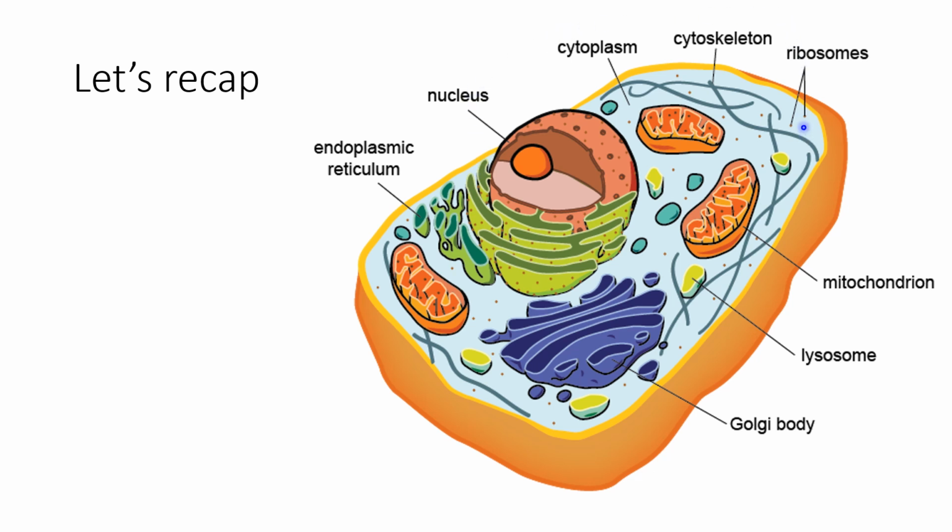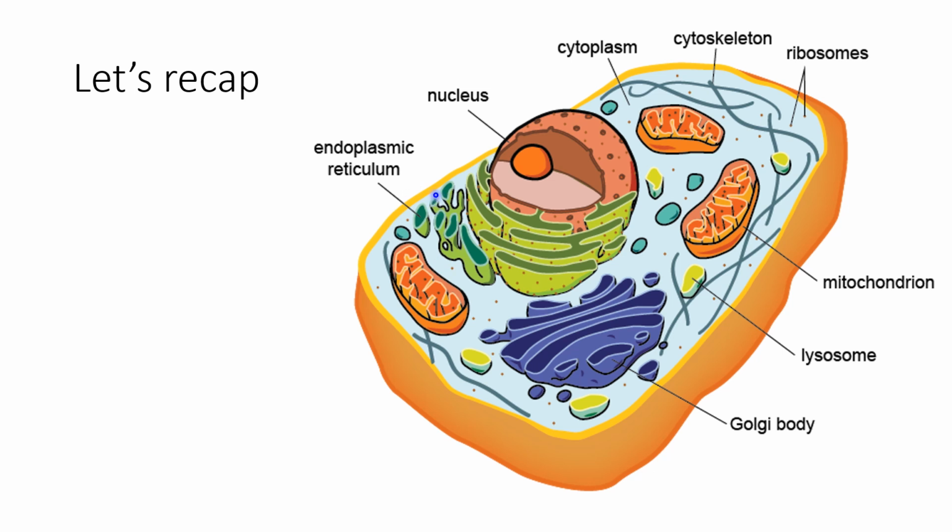So if we move out here, we see all these little dots throughout the cell. Those are our ribosomes that make proteins all throughout the cell. So talking about ribosomes, we can say we have our rough and smooth endoplasmic reticulum, and our rough ER is covered in ribosomes, so it also makes proteins, okay?